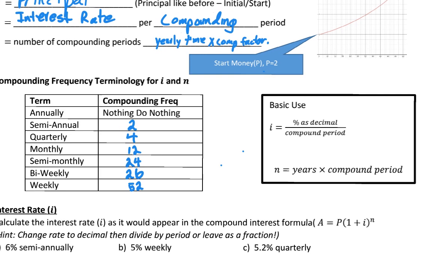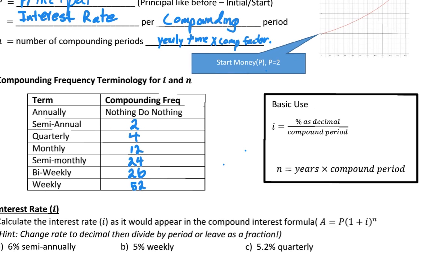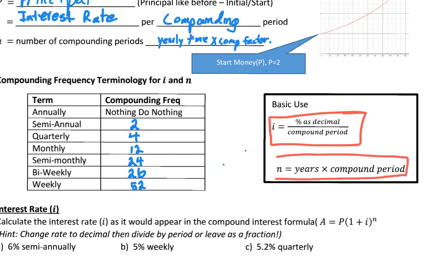Now, the main concept we're going to be taking a look at is these two things. We take the i value. The i value is the rate, or the percentage as a decimal, divided by the compounding period that we choose. And for the n, we take the number of years and multiply by the compounding period. So let's practice that right now. We need to set up the fraction of the interest first, and then we'll figure out the number of compounding periods.